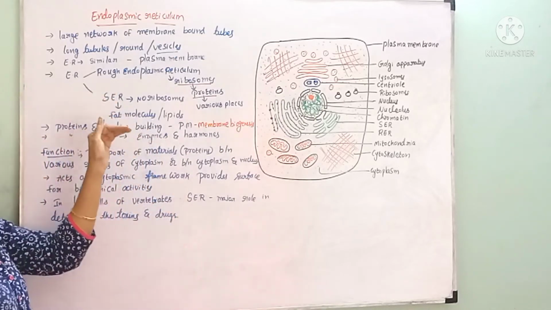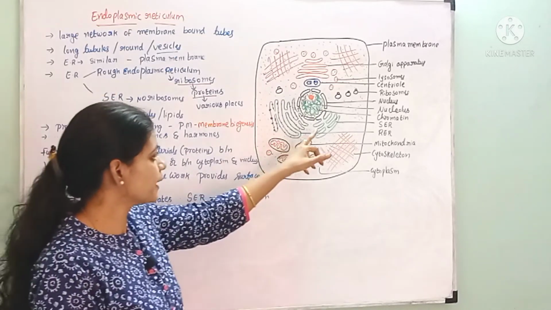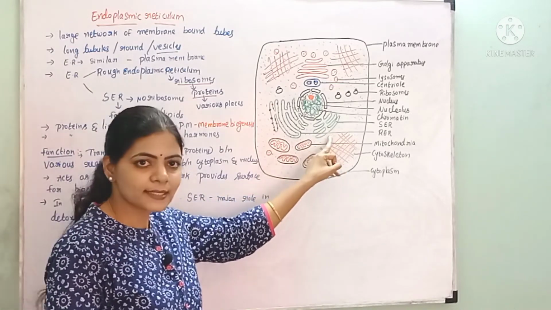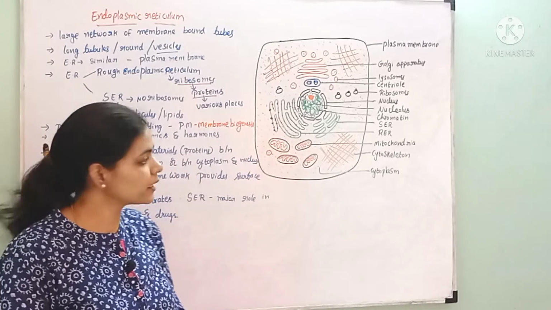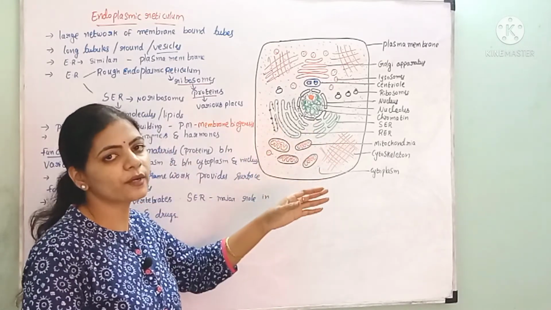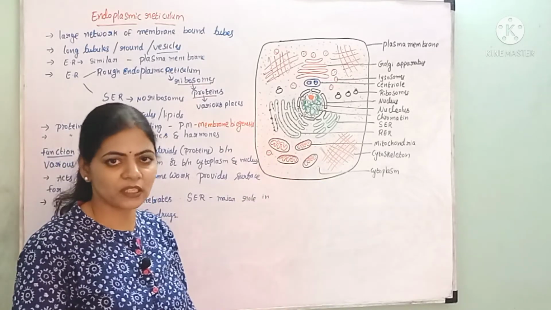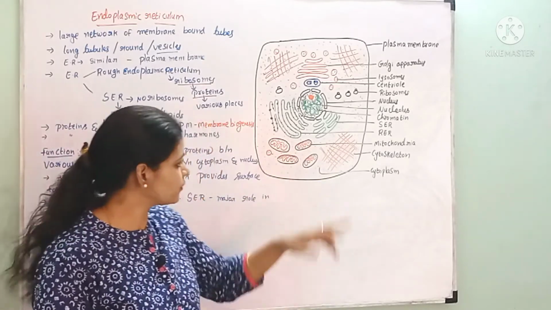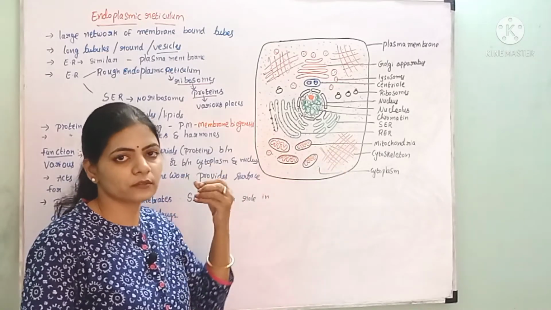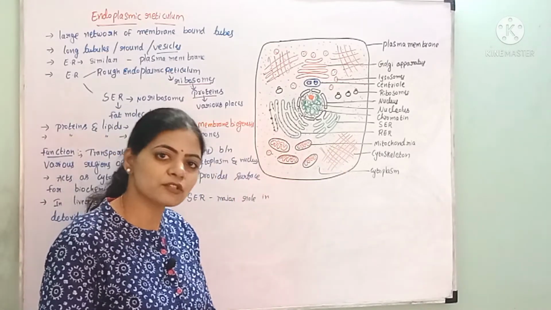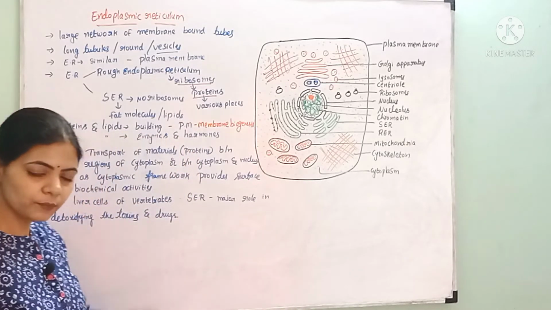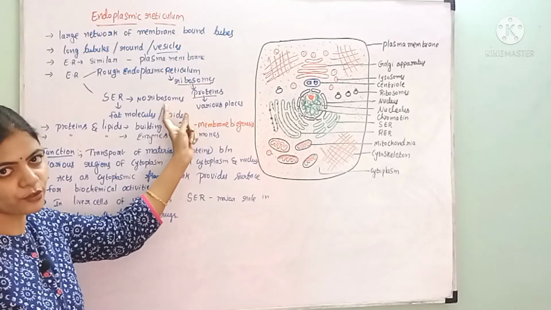And the second one is smooth endoplasmic reticulum. See here, this is a smooth endoplasmic reticulum. On the surface of this smooth endoplasmic reticulum, we are not able to see any granular nature. That means there is no ribosome present on the smooth endoplasmic reticulum. Because of the absence of ribosomes, it is not granular and appears smooth.